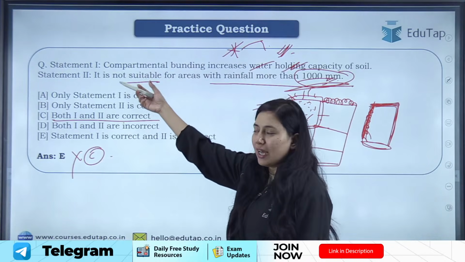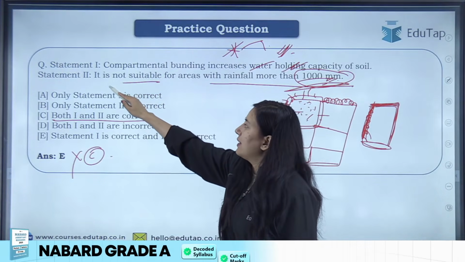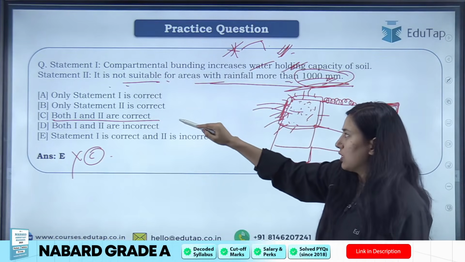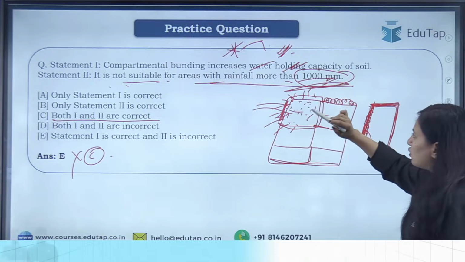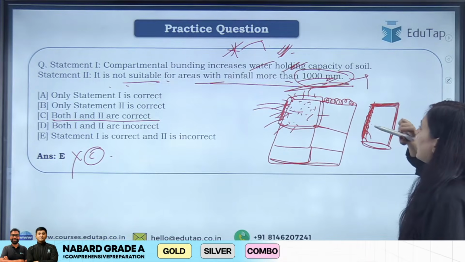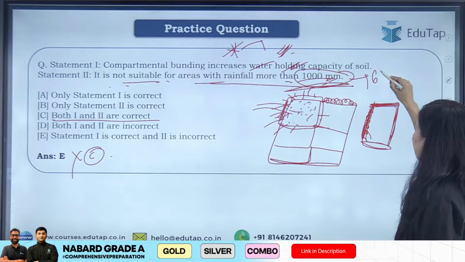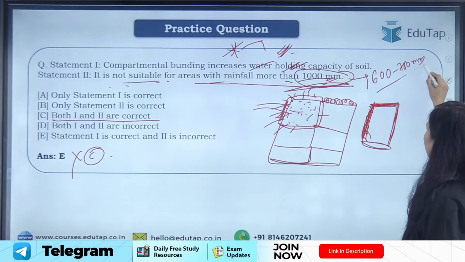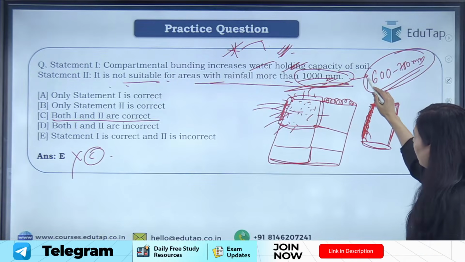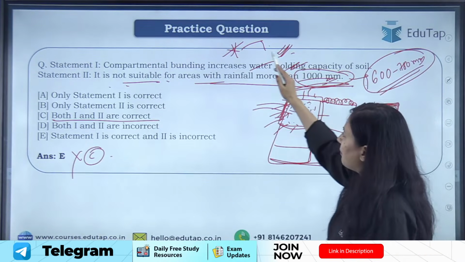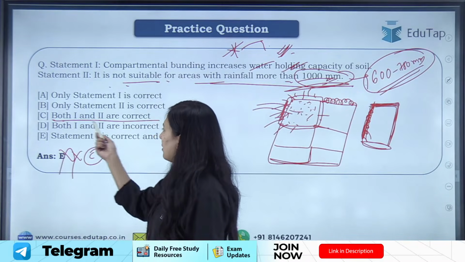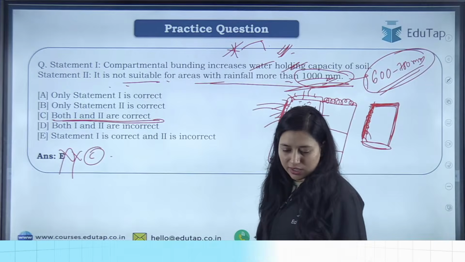ठीक है, अगर ये लिखा होता कि it is suitable for areas, तो इसमें स्टेटमेंट 2 गलत होता, क्योंकि अगर हम देखें तो जो आपका कंपार्टमेंटल बंडिंग है, that is suitable for areas having rainfall 600 to 750 mm, ठीक है, तो ये है सूटेबल रेंज ऑफ रेन फॉर कंपार्टमेंटल बंडिंग, ठीक है। तो स्टूडेंट्स इसको भी करेक्ट कर लो, option C will be the answer, both 1 and 2 are correct.